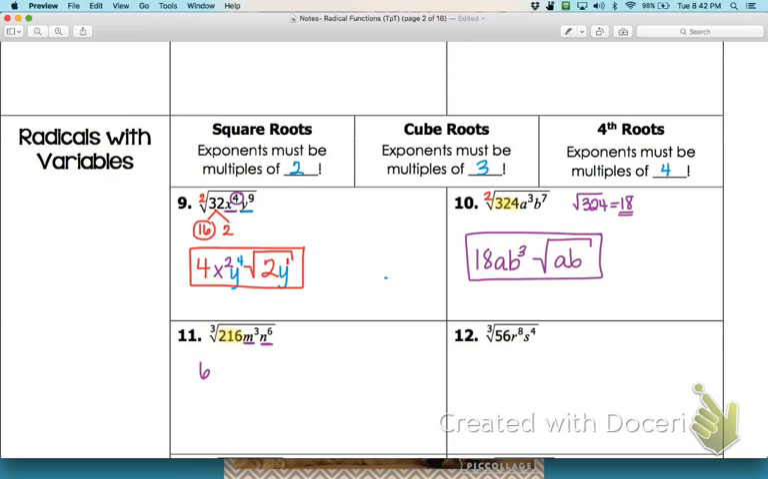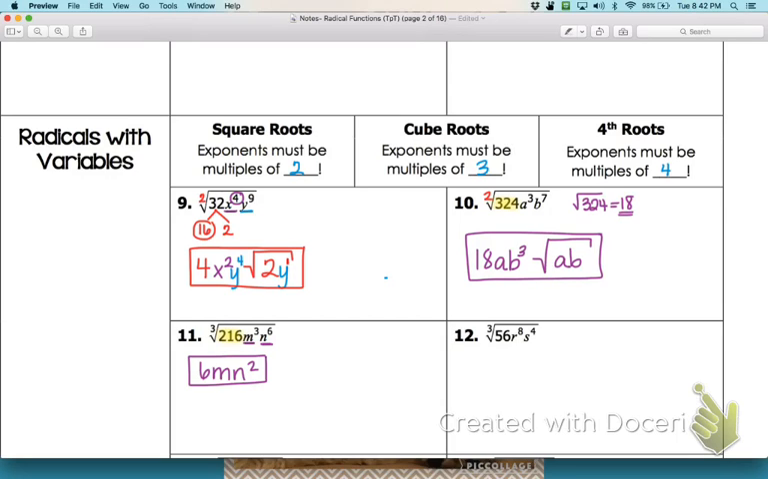3 goes into 3 once, so we get m to the 1st with none left over, nothing under the radical. And 3 goes into 6 twice with none left over. So that means we have nothing left under the radical at all. In this case, we just get 6mn squared.